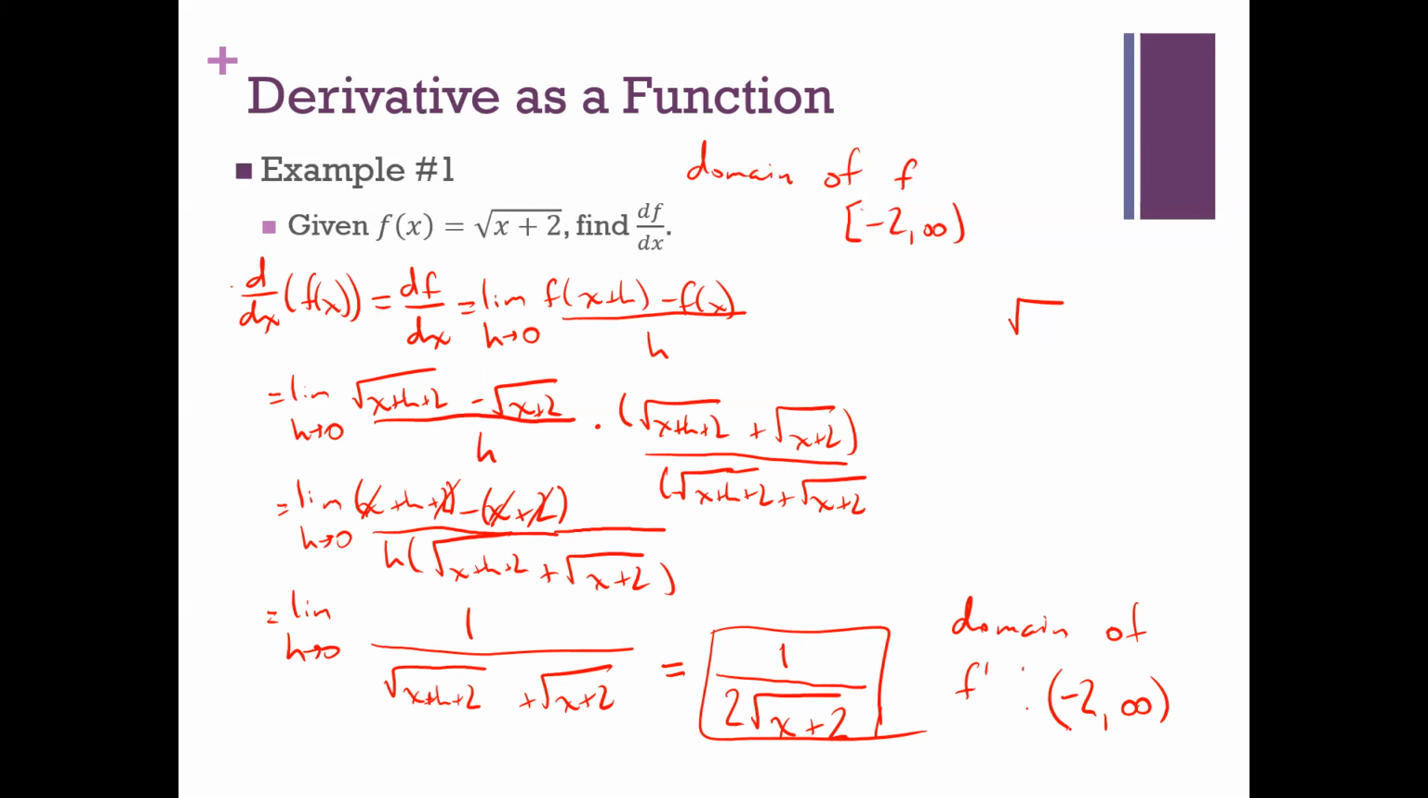Any questions about how we found this derivative? Why we're saying the things we are about the domains? Would it make sense for the derivative to have a bigger domain than the function itself? Not really. If the function is not defined, then we can't really talk about what the rate of change of the function is in places where it doesn't exist.